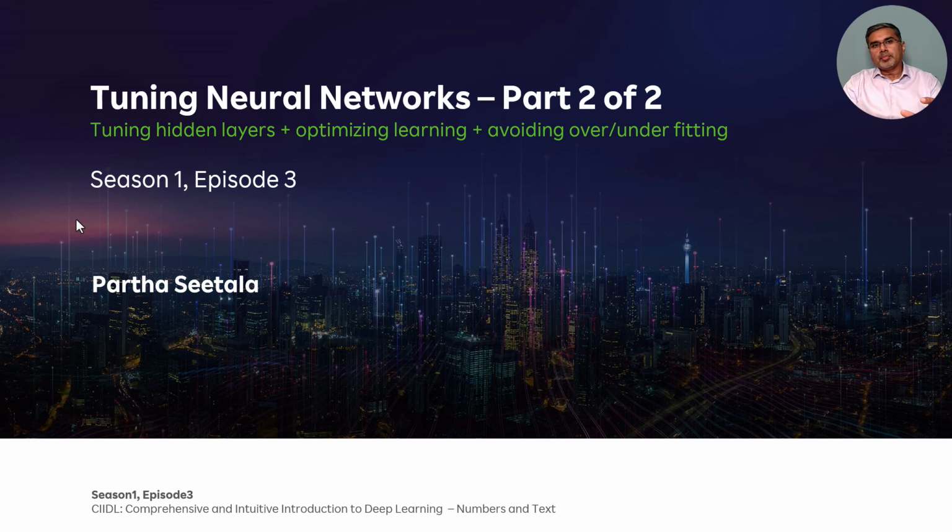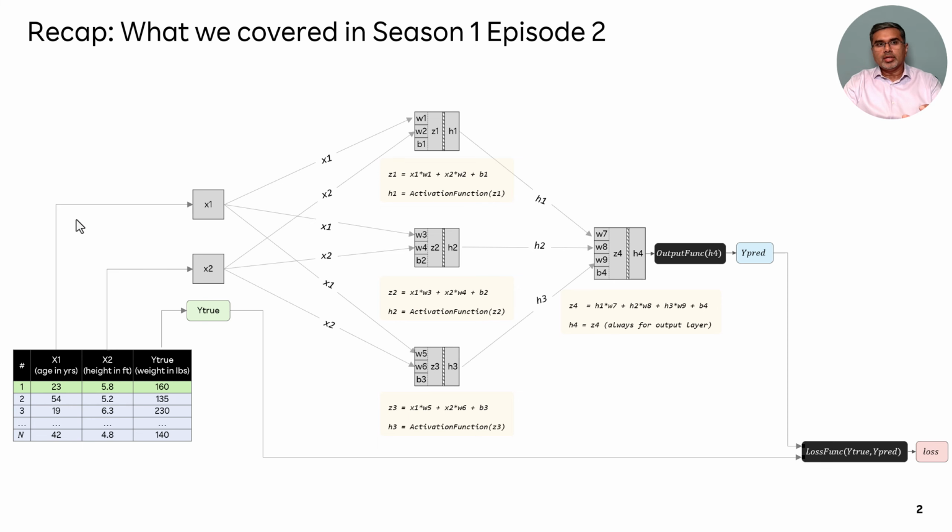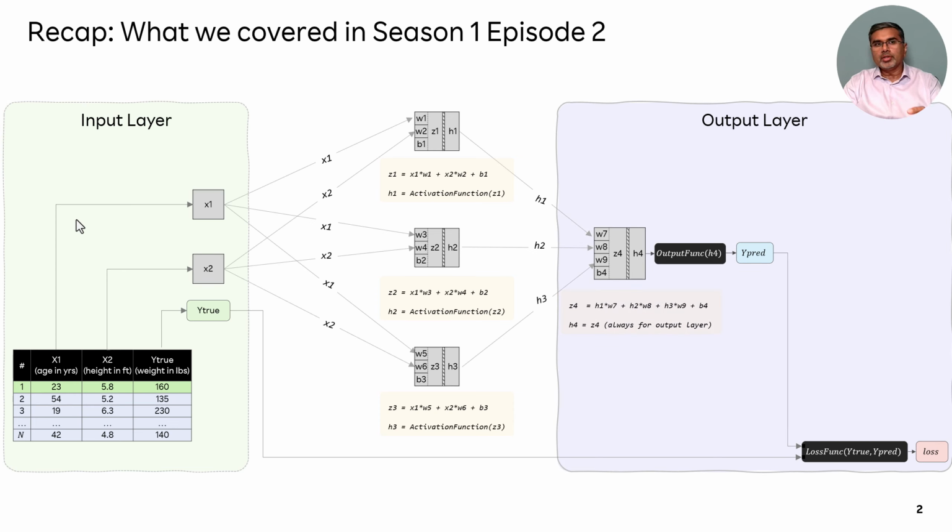So, as a quick recap, in Episode 2 of Season 1, we looked at the input layer of the neural network and we looked at the output layer of the neural network. On the input layer, we learned about input normalization techniques, which allow us to take inputs on different dimensions, different scales, and normalize them so that our training is faster and more accurate.